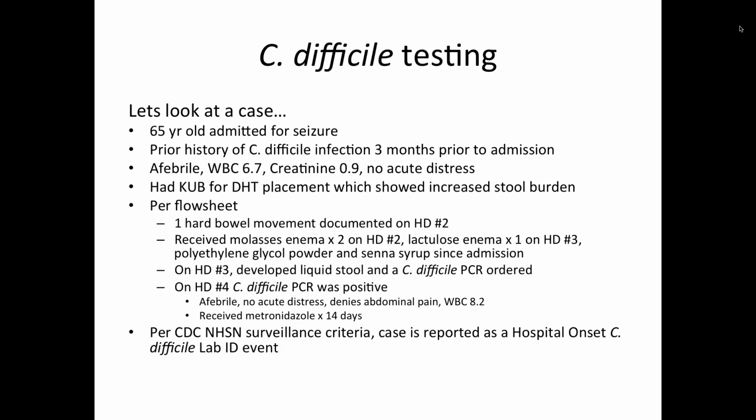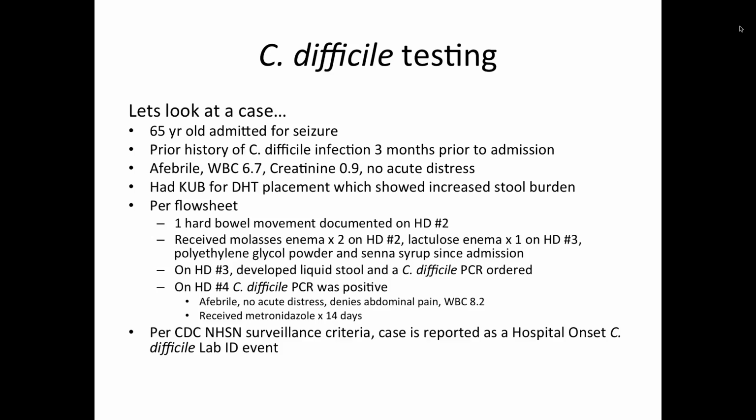All right, so we finished the epi. Let's talk about testing a little bit, and I'll start by looking at a case. This is a 65-year-old white male who is admitted for seizure. He has a known prior history of C. diff 3 months prior to this current admission. He's afebrile, his white count 6.7, his creatinine 0.9, he's in no acute distress. He had a KUB done for Dobhoff tube placement confirmation, which showed an increased stool burden.